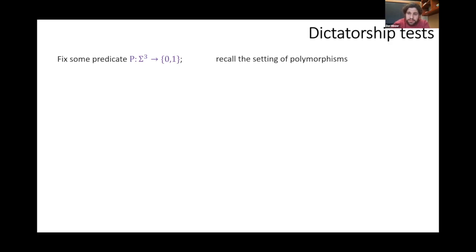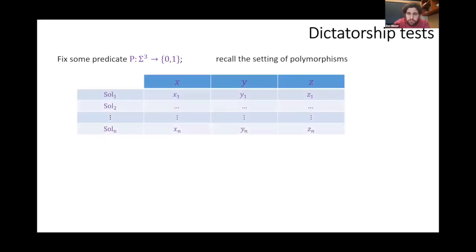Well, let's recall the setting of polymorphisms. We have some predicate P, and we have a table of solutions. Each one of these rows is a solution to the constraints defined by the predicate. And what is a polymorphism?